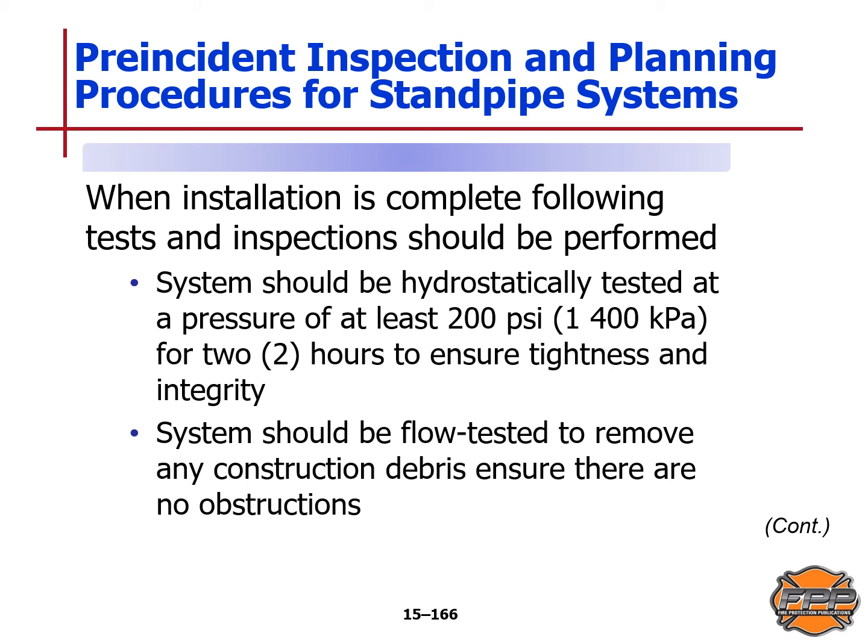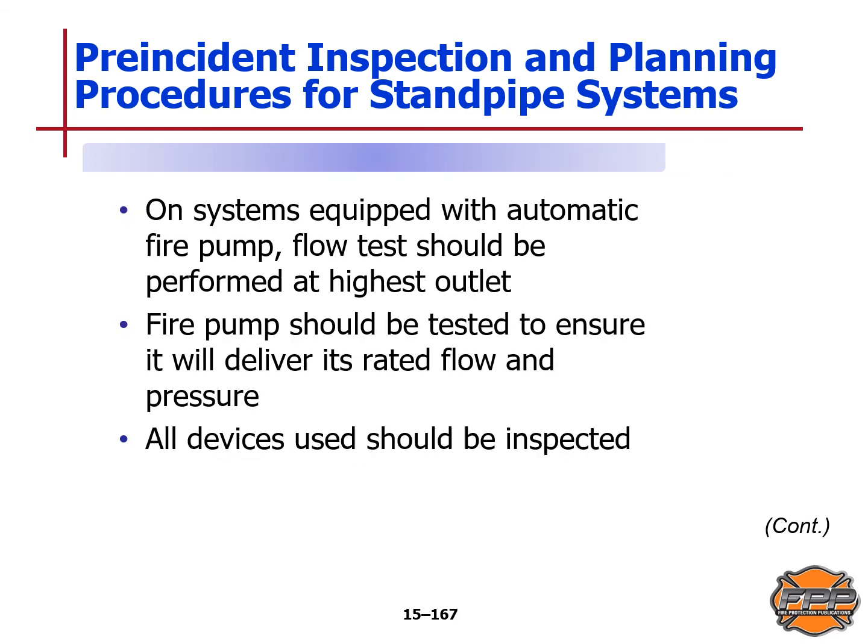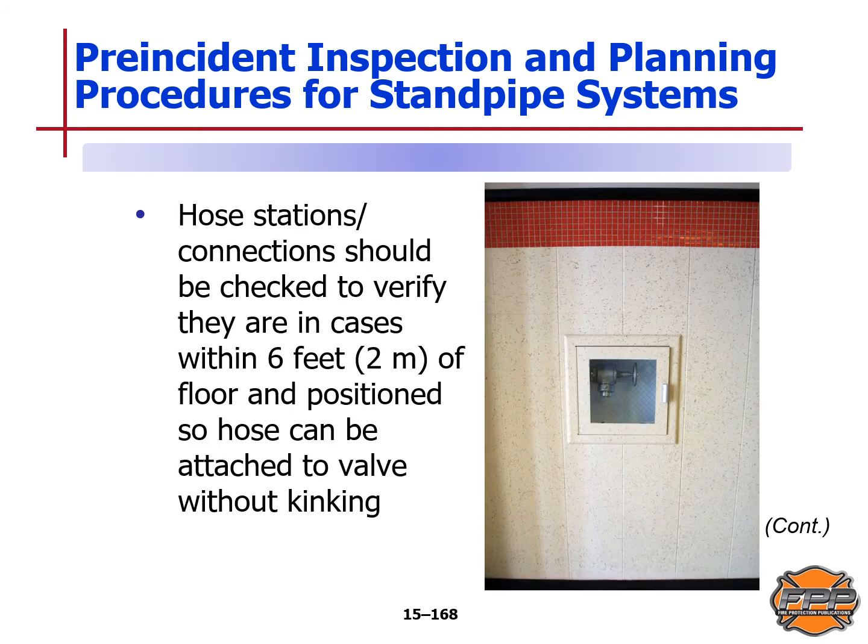And second, the system should be flow tested to remove any construction debris and to ensure there are no obstructions in the lines. On systems equipped with automatic fire pumps, a flow test should be performed at the highest outlet. A fire pump should be tested to ensure it will deliver its rated flow and pressure, and all devices used should be inspected. Hose stations and connections should be checked to verify they are in cases within 6 feet or 2 meters of the floor and positioned so the hose can be attached to the valve without kinking.